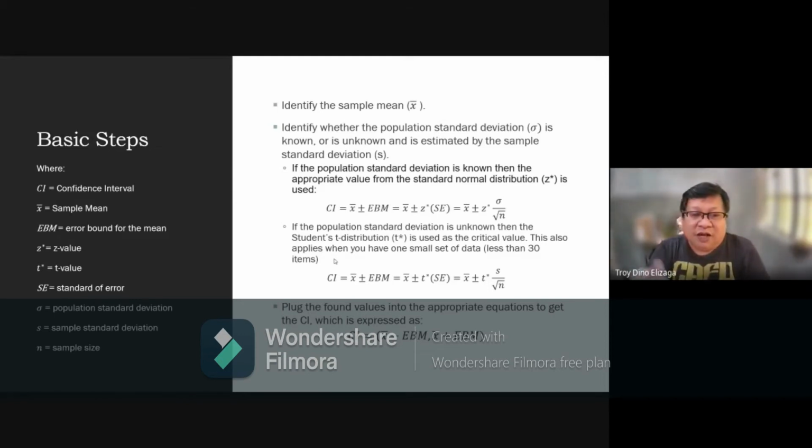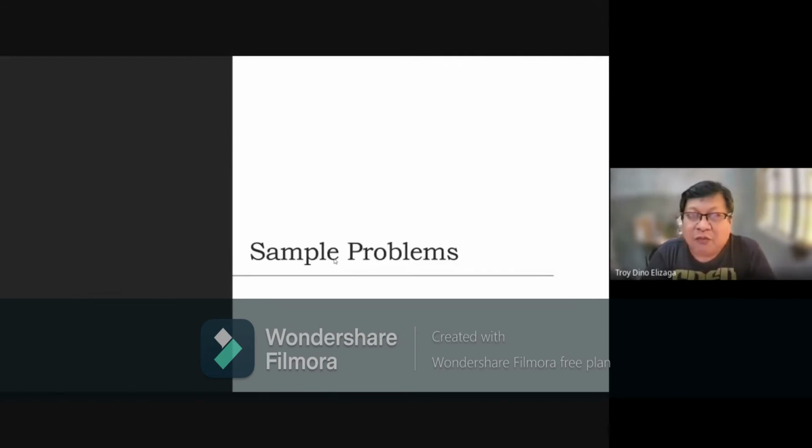So after finding all the values, you now have to plug in the values to the appropriate equations to get the confidence interval, which is expressed as CI is equal to x bar minus EBM and x bar plus EBM. So we can more appreciate this by going into sample problems.